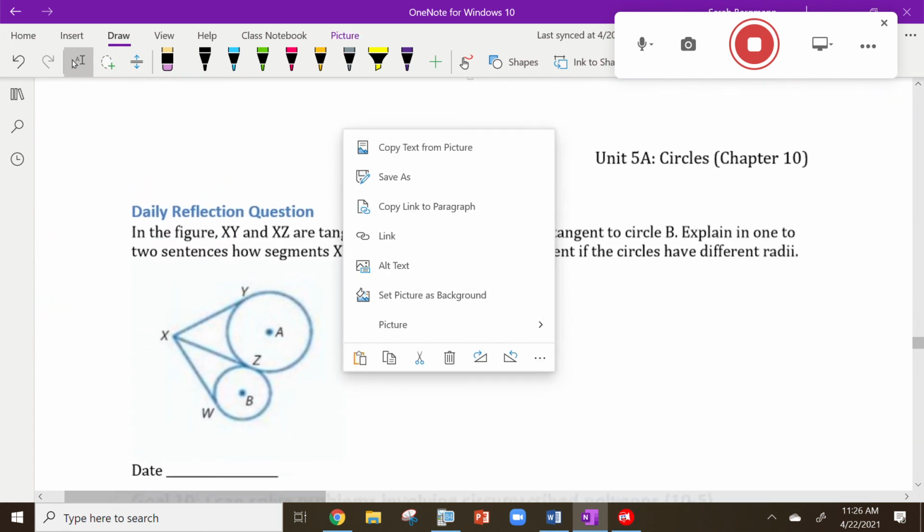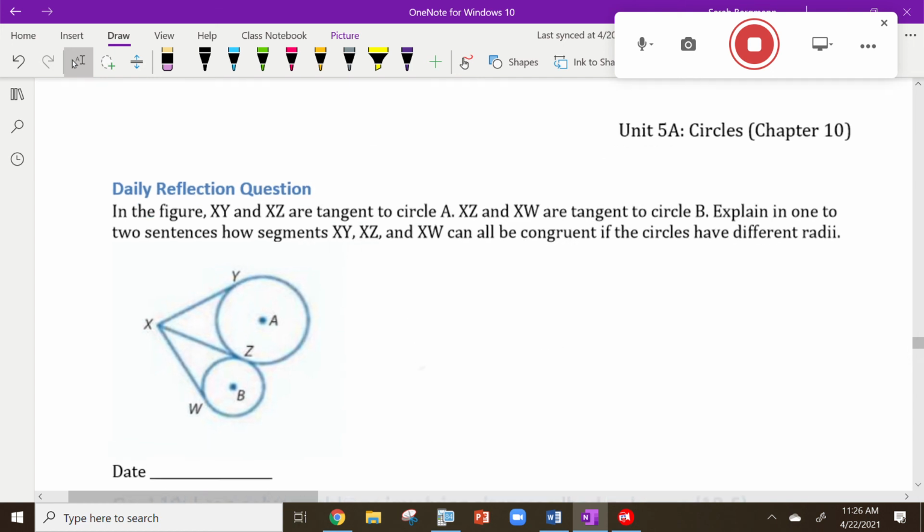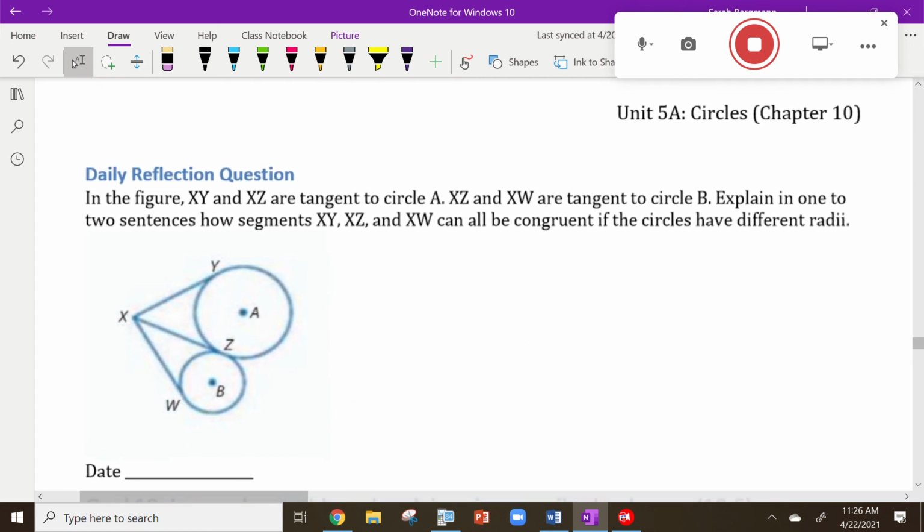And finally, I want you to reflect on this question. In the figure shown, XY and XZ, these two, are tangent to circle A. XZ and XW are tangent to circle B. Explain in 1 to 2 sentences how you know segments XY, XZ, and XW can all be congruent if the circles have 2 different radii.